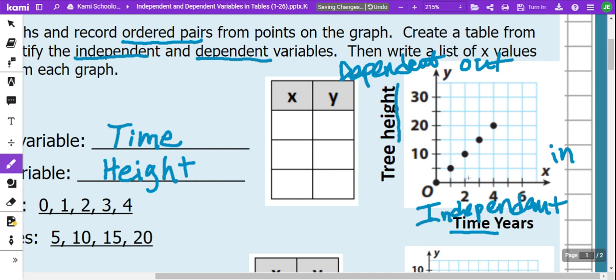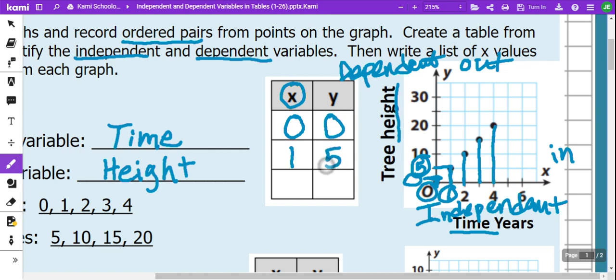So looking at the x and the y for this graph, we're going to start with the x over here and find the solid circles on the graph and then make a table. So the first one is going to be 0. And when x is 0, y is also 0. And then when x is 1, we go up and out, and it looks like y is 5. 1, 5. When x is 2, y is 10.